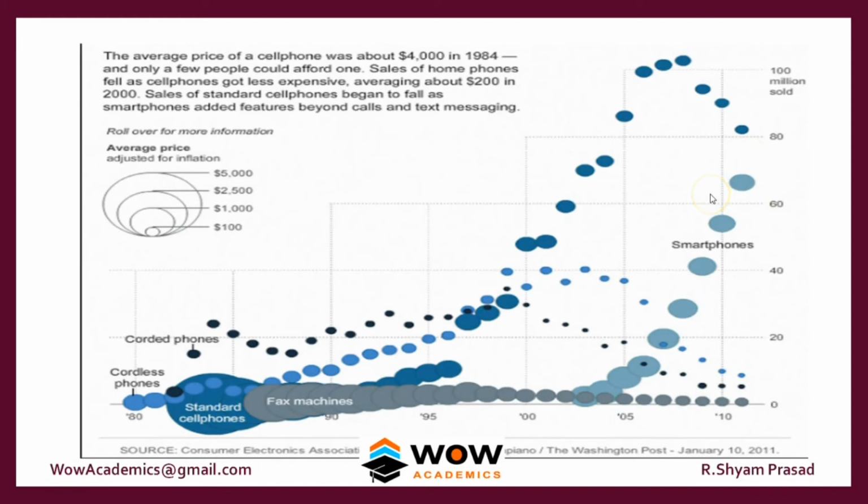This diagram shows us how various products like smartphones, fax machines, standard cell phones, cordless phones, and even corded phones have moved over a period of 30 years. Most of the products have become obsolete. Products like corded phones, cordless phones, and even fax machines have become obsolete. Standard cell phones and smartphones are the ones which are rising. This shows the dynamism of the environment.